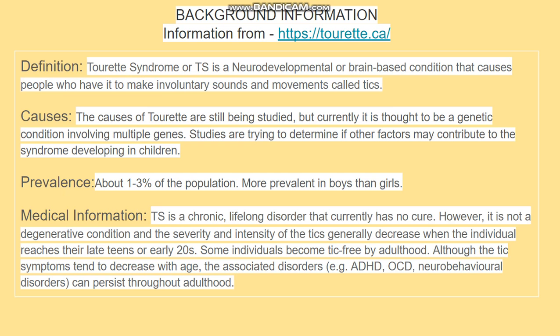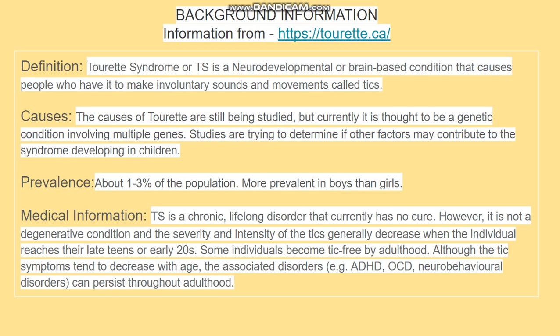So here's the background information. Tourette syndrome is a neurodevelopmental or brain-based condition that causes people who have it to make involuntary sounds and movements called tics. The causes are genetic, and they're still trying to determine whether or not there are other factors that may contribute to people getting Tourette.